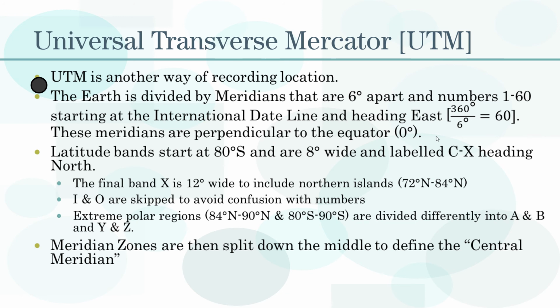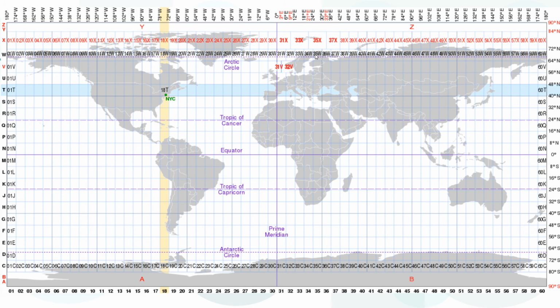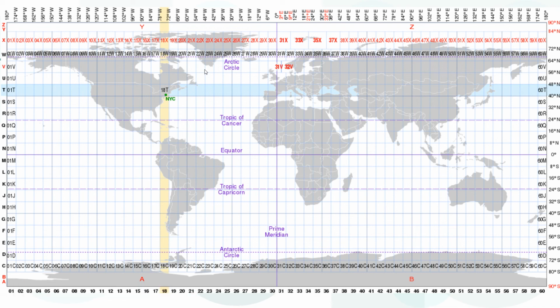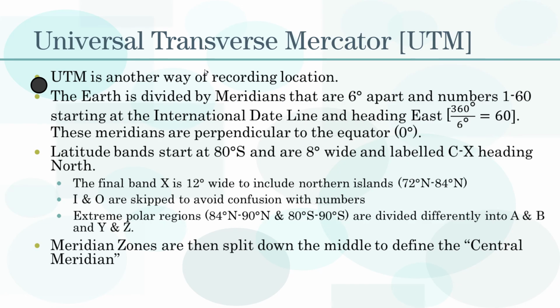heading east. So even though we do use the prime meridian, 0 for your zone is here, and it goes all the way up to 60 over here at the international date line again. And so we count left to right, since most maps are split on the prime meridian there. That gives you your meridian number, or meridian zone.